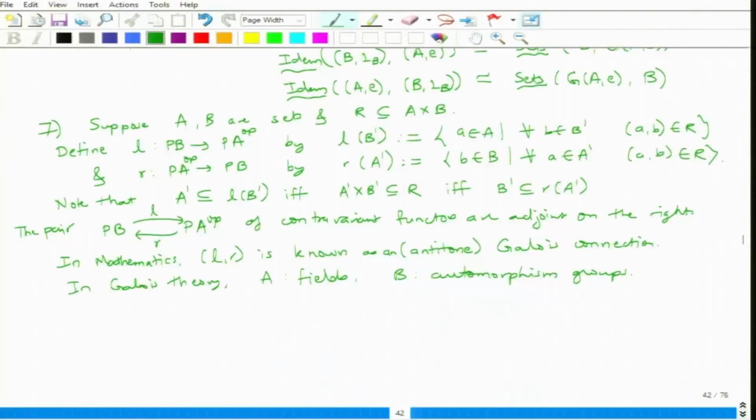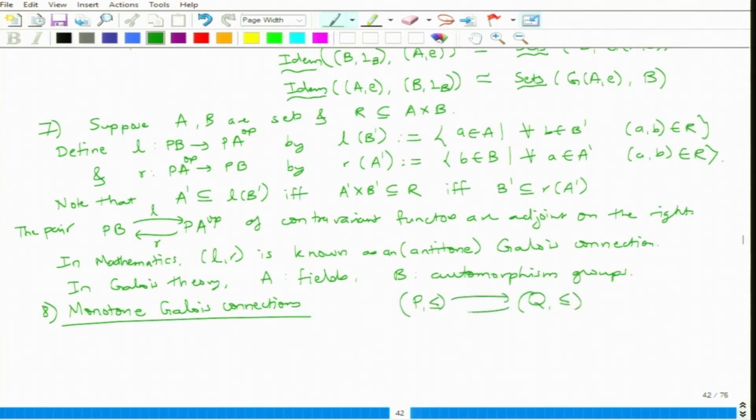There are of course also monotone Galois connections, which go from one poset to another. Let me put that as the next. In practice, people don't call them monotone Galois connections. Whenever we utter the word Galois connection, it's always antitone. But monotone Galois connections nevertheless do exist. We have to talk about two posets, P less equal, Q less equal, and there is a pair of things going in opposite direction.